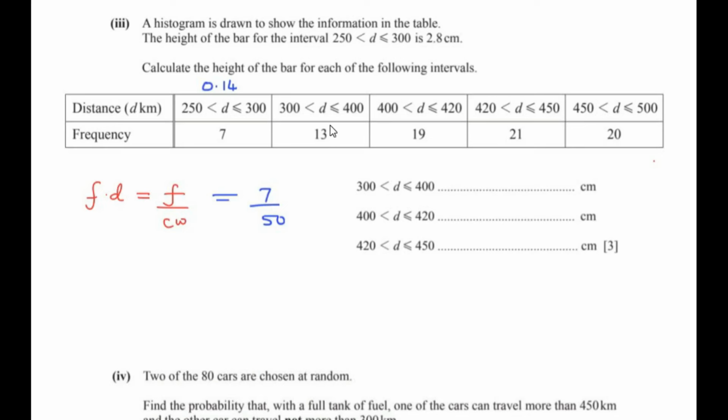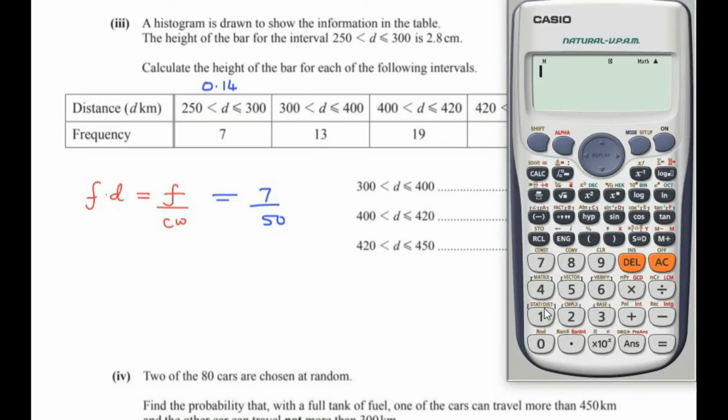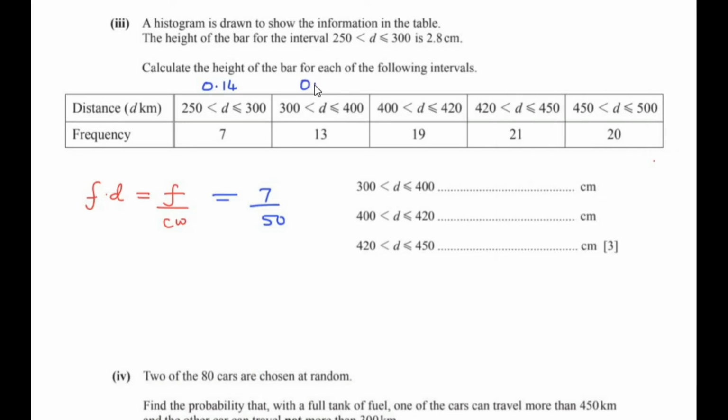Now similarly, let us find out the frequency density of the second class interval. Here we first take the frequency, which is 13, divided by the class width, that is 400 minus 300, which is 100. So this will give us 0.13. Frequency density of the second class interval is 0.13. Using this formula, let us find out these two as well. For the third class interval, we get 0.95 and for the fourth one, it is 0.7. So we have got the frequency density of all these class intervals.